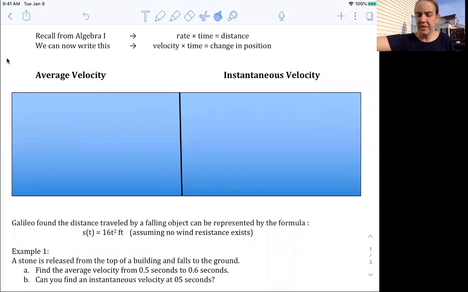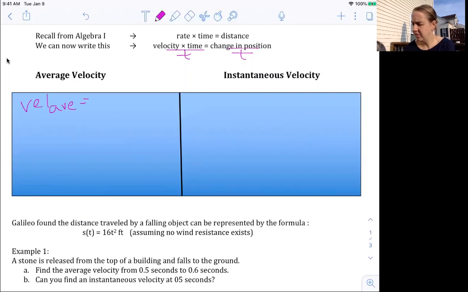All right, we're back. Had to double check something. It happens. So we are chatting about our velocity times time is the change in position. So how can I rewrite this to calculate the velocity? Well, we would divide both sides by the time. So our average velocity is going to be the change in position over the change in time.